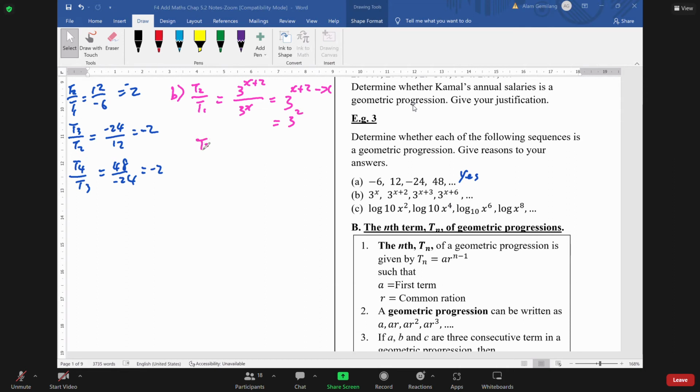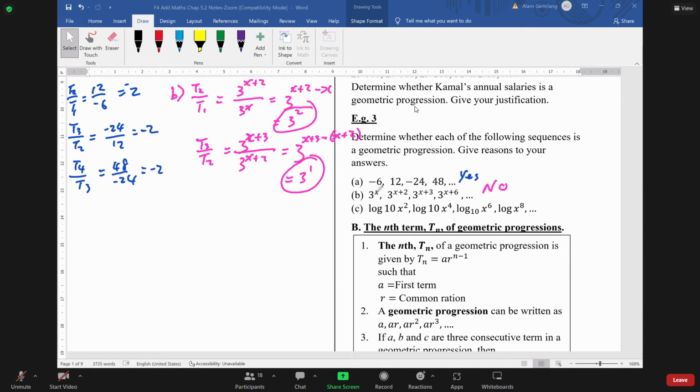So T3 divided by T2. So this is 3 power x plus 3, divided by T2, so it's 3 power x plus 2. So this is x plus 3 minus x plus 2, right? So that means this one will become 3 power 1 only, right? So this one is not the same, right? So this and this is not the same, so this one no.